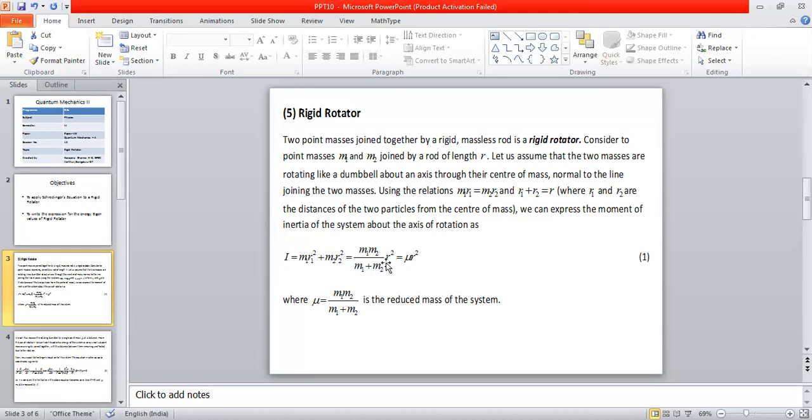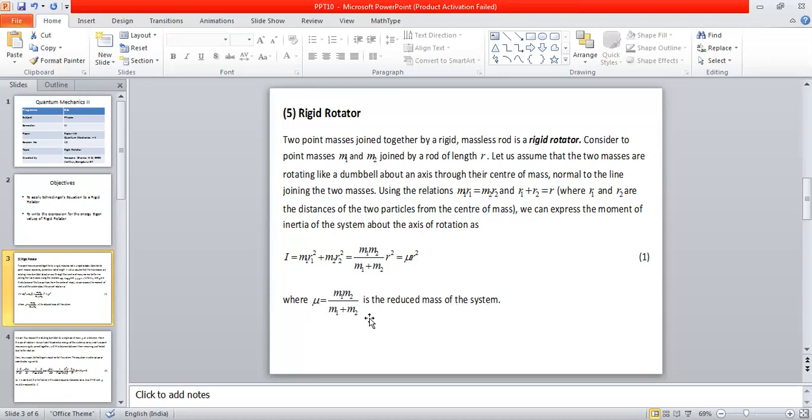Now this ratio m1 m2 divided by m1 plus m2 has a dimension of mass. This quantity, m1 m2 divided by m1 plus m2, is what we write as mu, and this mu is what we call the reduced mass of the rigid rotator system. Therefore, we have found an expression for the moment of inertia of the system. The moment of inertia of the rigid rotator is given by mu times r square, where mu is called the reduced mass of the system, and it is given by m1 m2 divided by m1 plus m2.